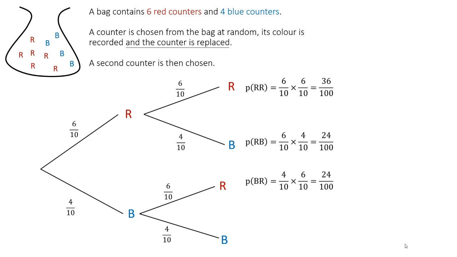These 2 in the middle, they're not necessarily always going to be the same. A lot of the time they will be, but they are not necessarily always going to be the same. It depends what happens with, for example, counters in the bag. Final one, we can fill in probability of blue, then blue.